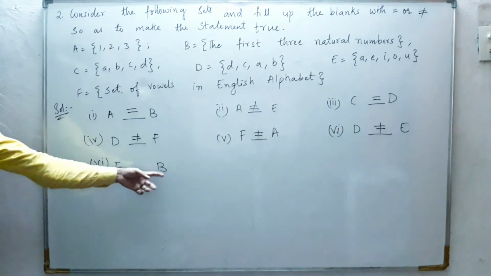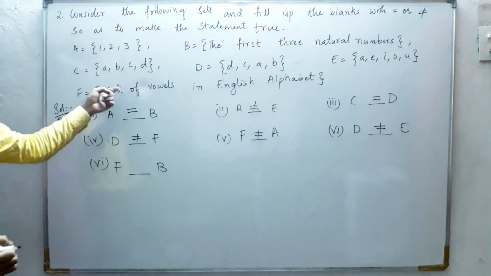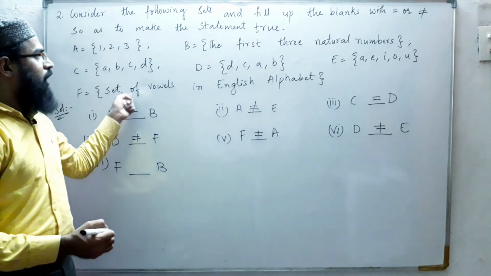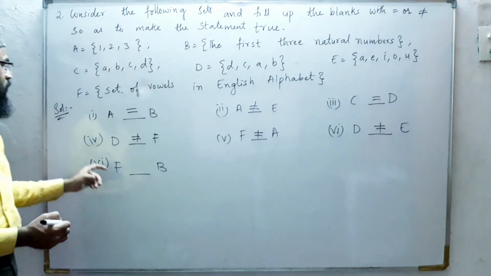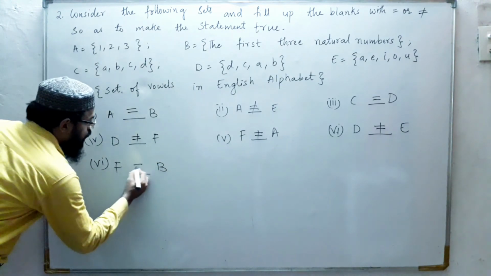Next is F and B. What is F? It is the vowels, so a, e, i, o, u. B is the first three natural numbers, 1, 2, 3. So that will not be equal to each other.